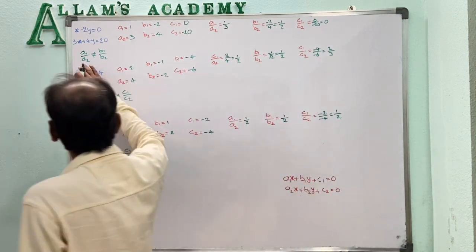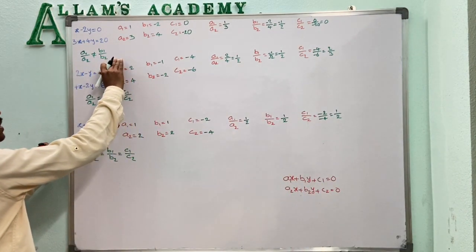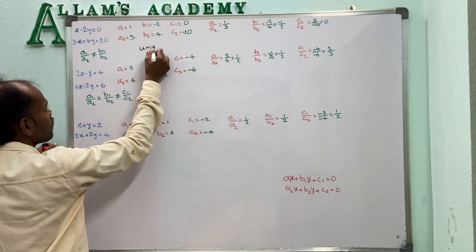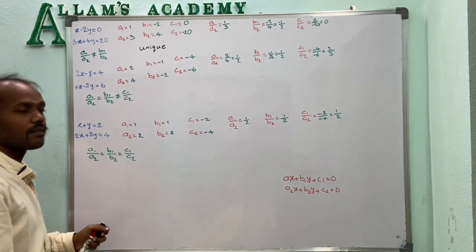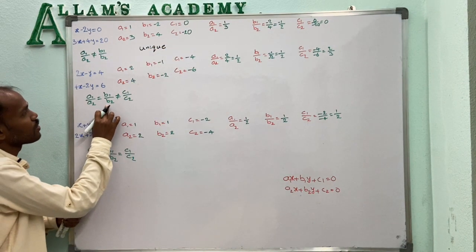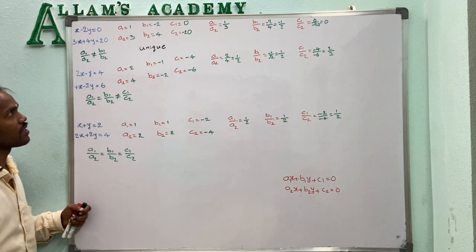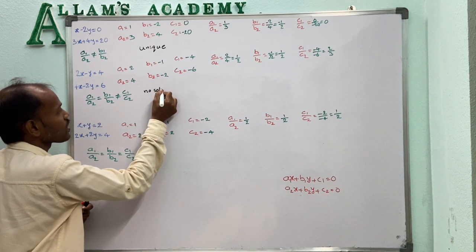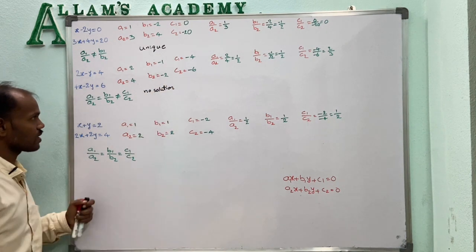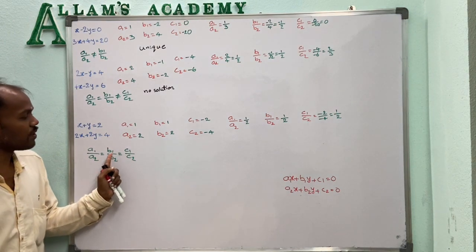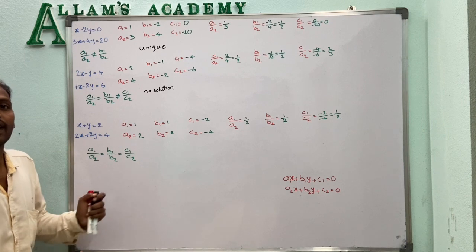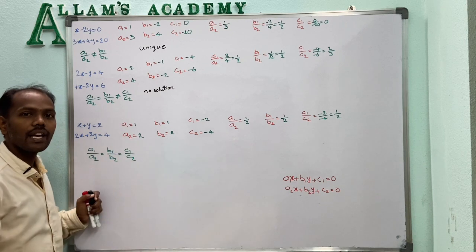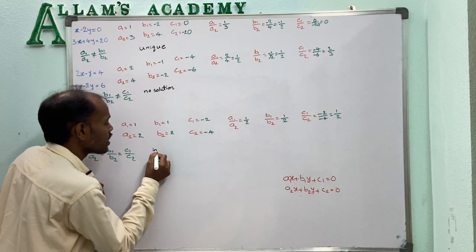Now if a1/a2 is not equal to b1/b2, at this time we get a unique solution. Next, if a1/a2 equal to b1/b2 is not equal to c1/c2, at that time we get parallel lines, so there is no solution. Next, in the case a1/a2 equal to b1/b2 equal to c1/c2, the two equations represent the same line, that means infinitely many solutions.